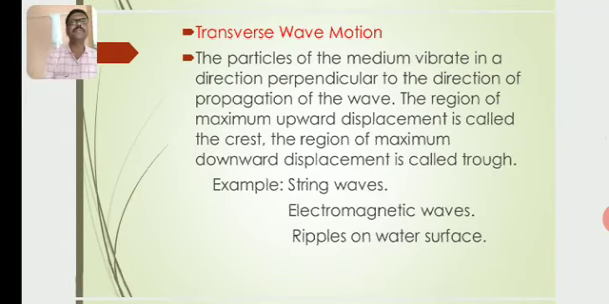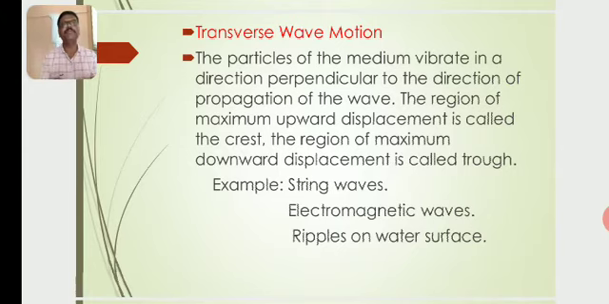Transverse wave motion: the particles of the medium vibrate in a direction perpendicular to the direction of propagation of the wave. The region of maximum upward displacement is called the crest. The region of maximum downward displacement is called a trough.